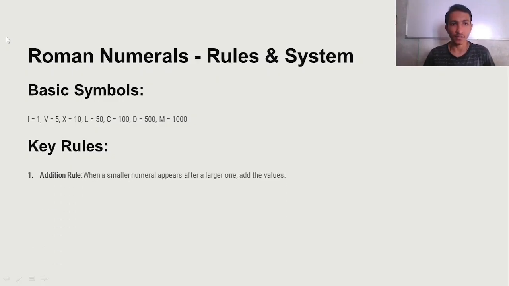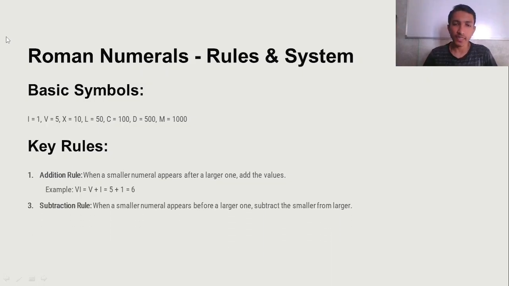The first rule is the addition rule, which says when a smaller numeral appears after a larger one, add the values. For example, take VI: I comes after V, smaller comes after larger, so we add them. VI is equal to V plus I, that is 5 plus 1, which is equal to 6. Now the second is our subtraction rule, which says when a smaller numeral appears before a larger one, subtract the smaller from the larger. For example, if we are given IV, then it will be V minus I, 5 minus 1, and it will give us 4.